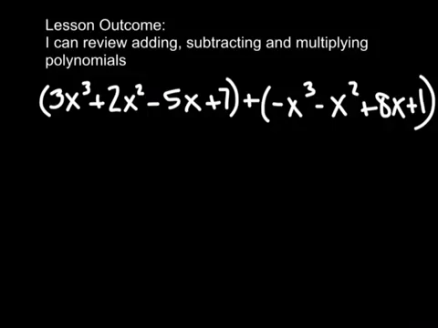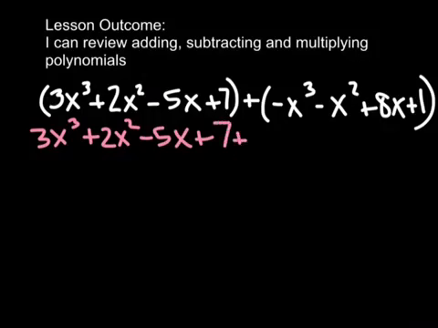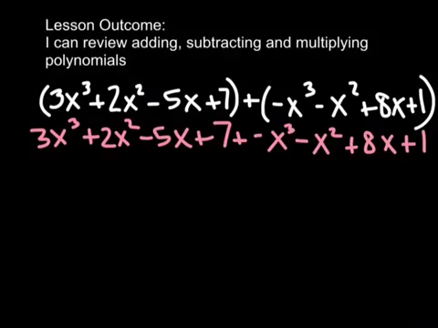In fact, if you wanted to rewrite the addition of these two polynomials, you could do so by just getting rid of the parentheses. So 3x to the third plus 2x squared minus 5x plus 7 plus everything in the next set of parentheses plus negative x to the third minus x squared plus 8x plus 1. At this point, all we need to do is combine anything that has like terms, like variable part. Remember, like terms are all about the variable part.